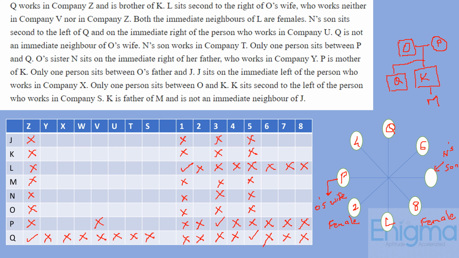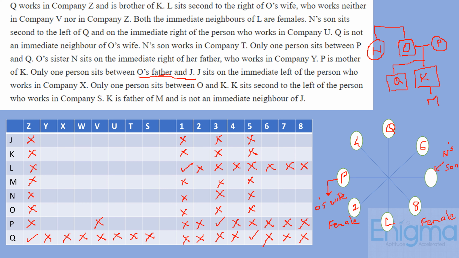O's sister. That means they have a common parent, N. Now there are two people remaining, J and L, and the two mentions remaining are O's father and N's son. Okay. Now, if you observe this, only one person sits between O's father and J.